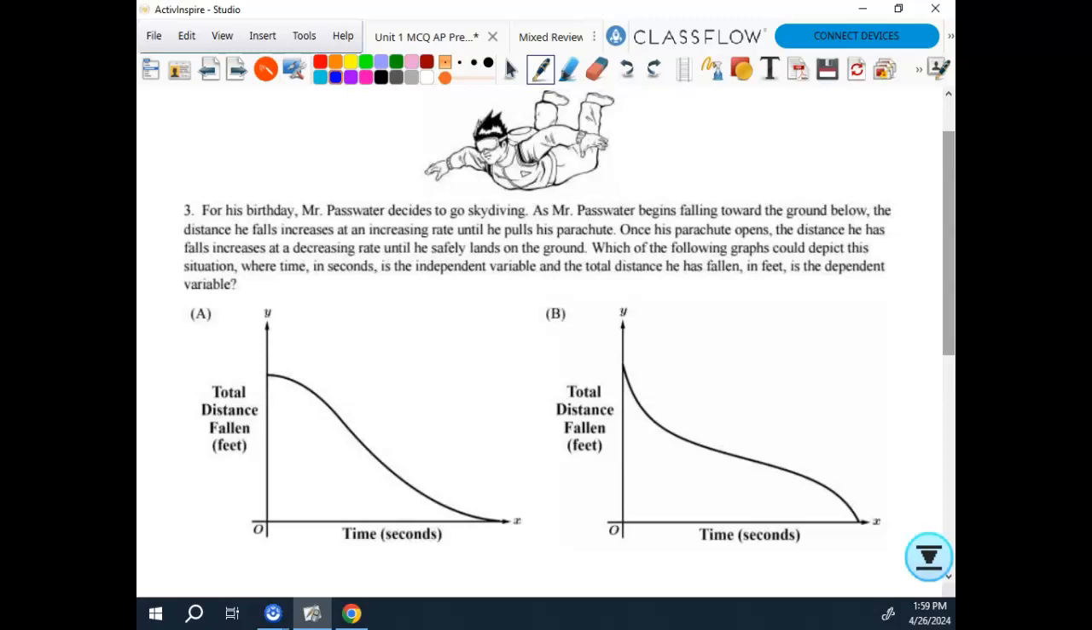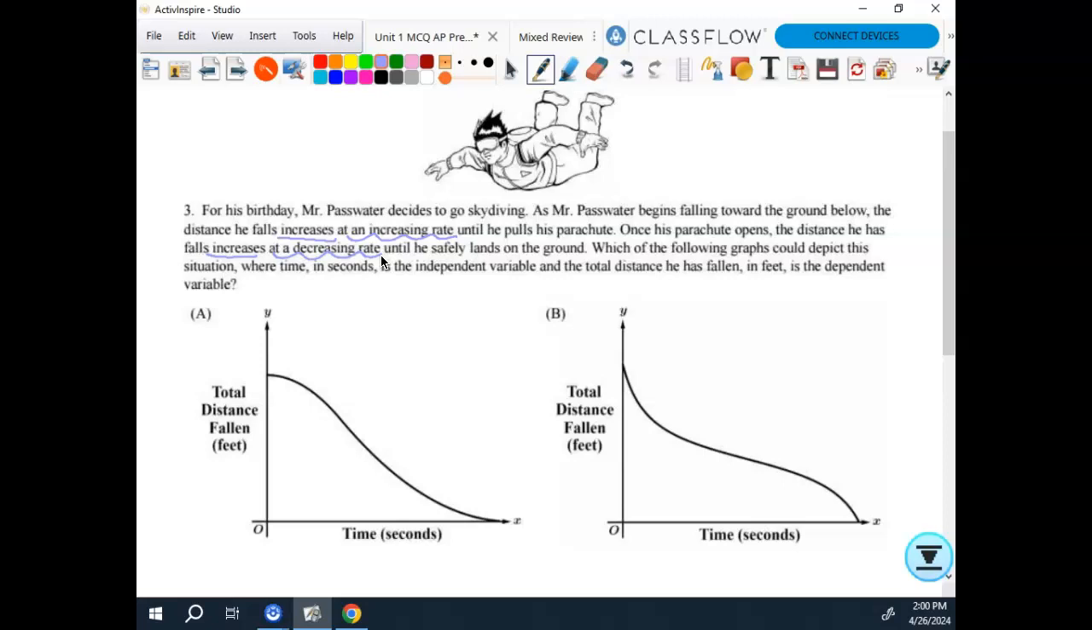It says, for his birthday, Mr. Passwater decides to go skydiving. As Mr. Passwater begins falling towards the ground, the distance he falls increases at an increasing rate until he pulls his parachute. Once his parachute opens, the distance he falls increases at a decreasing rate until he safely lands on the ground. Which of the following graphs could depict this situation where time is in seconds? Okay, so if we're talking about increasing at an increasing rate or decreasing rate, and we have a graph, what should we write down?